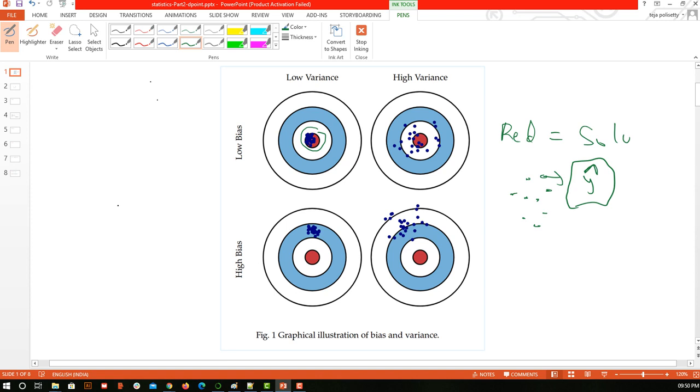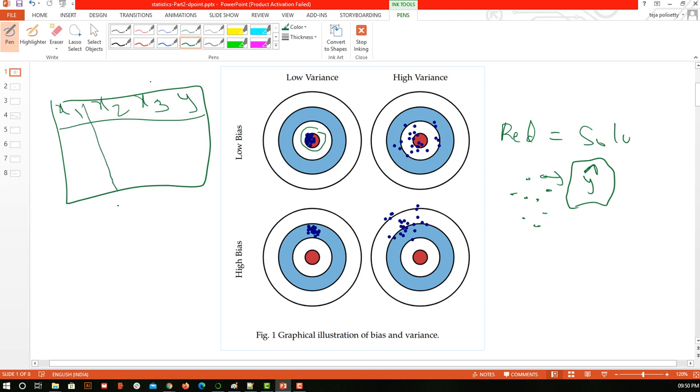Suppose you have x1, x2, x3 and y. This is your data set, and we are going to use this data set throughout the concepts to understand the different facts. Let's say these are three inputs, and based on the three you decide your output y. Now, based on x1, x2, x3 we have something called y. This y is our solution, that is the red color.